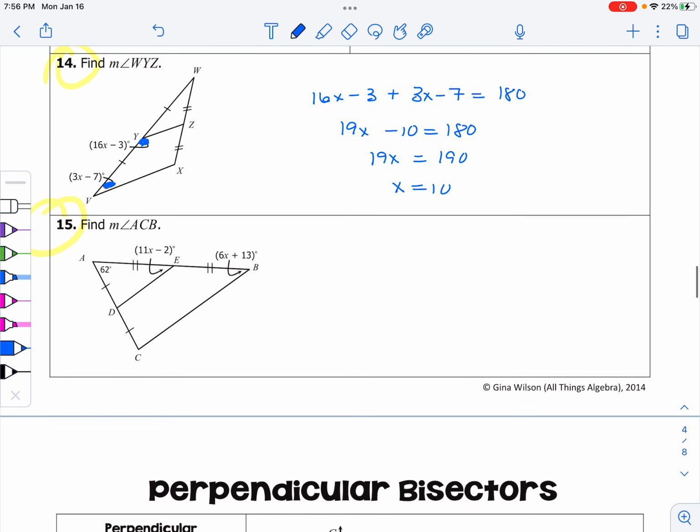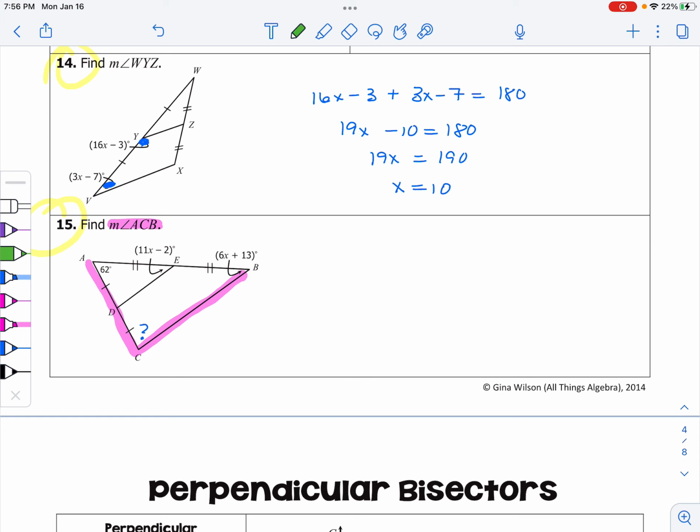Looking at this question, I want to make sure that I'm answering the question. The question says A, C, B. So I'm actually looking for this angle right down there. So if you solve for x, you're close. That's going to be really important for us, but you're not totally there yet. Make sure you're answering the actual question.